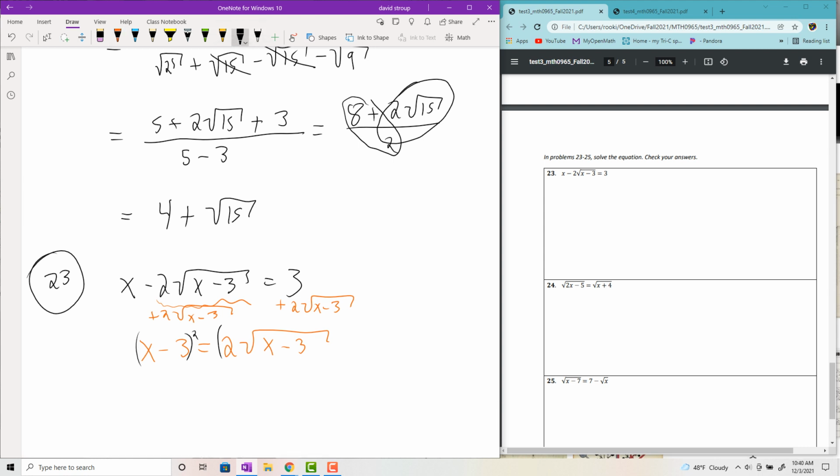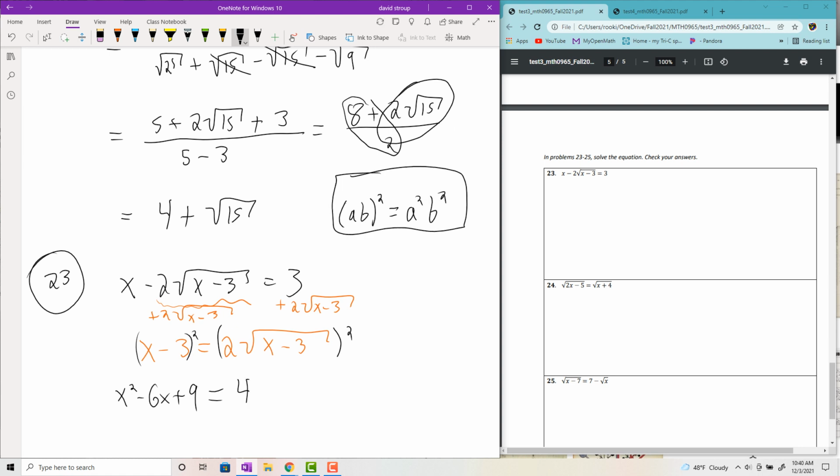Now I'm going to square both sides. On the left, you got a FOIL, so that's x squared minus 6x plus 9. On the right, you have 2 squared. It's basically you have to square both parts, right? So it's basically the product to a power rule. If you have ab squared, that's equal to a squared times b squared. Okay, so I'll have 2 squared is 4, and then the square root of x minus 3 squared, that will get rid of the square root and just leave you with x minus 3.